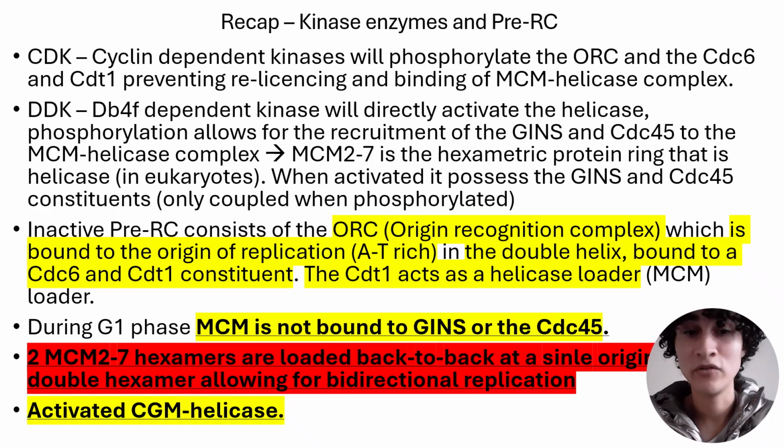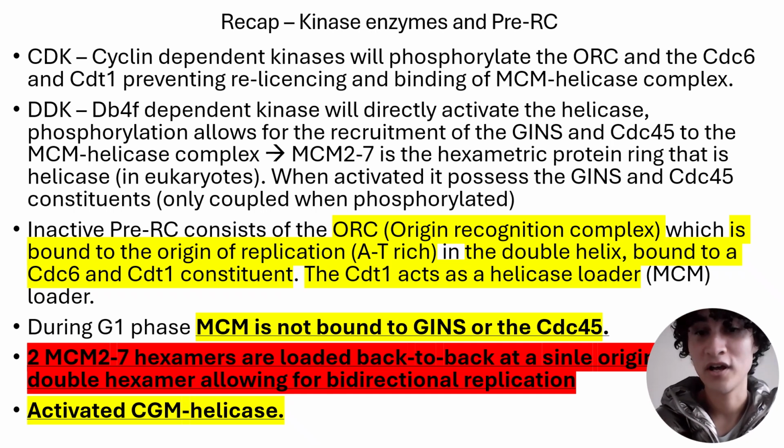When the helicase is bound to those constituents, GINS and CDC45, it is considered an active motor protein. During the G1 phase of the cell cycle, our MCM2-7 dimers are not bound. The GINS or CDC45 constituents are yet to be incorporated into their structure. They're just those MCM2-7 dimers. It's in the S phase of the cell cycle, after D-dependent kinase has phosphorylated the MCM2-7 dimer, that this phosphate coupling allows for the recruitment of the GINS and CDC45 constituents, and that's when they become active motor proteins, in the S phase.